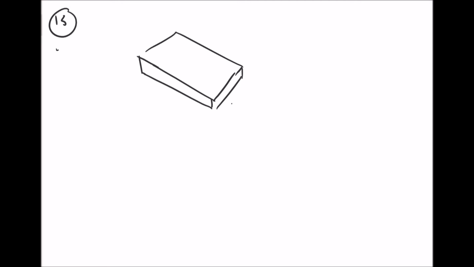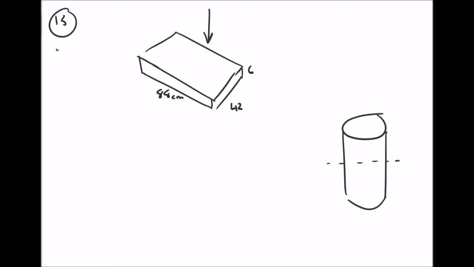Okay, and it's 42 long, it's 6 high, and it's 88 centimeters. So rain falls into that, it gathers, and when it's gathered then it's poured into this cylinder container. And we're asked how high does it go on it. So we want to find the height.